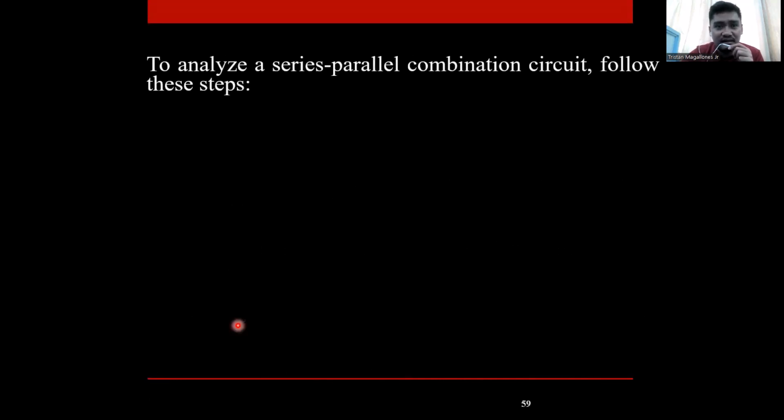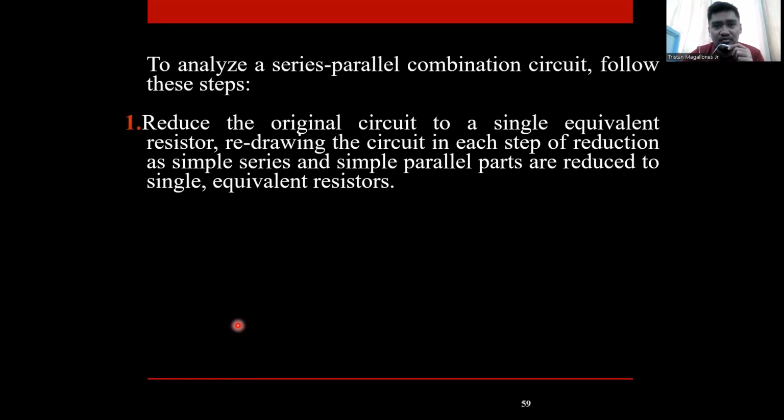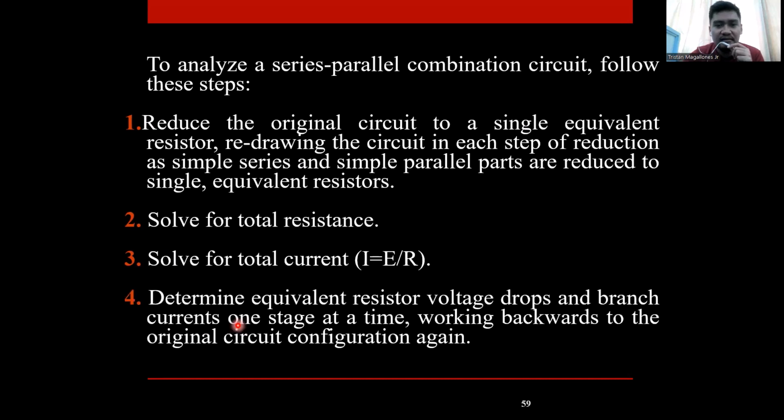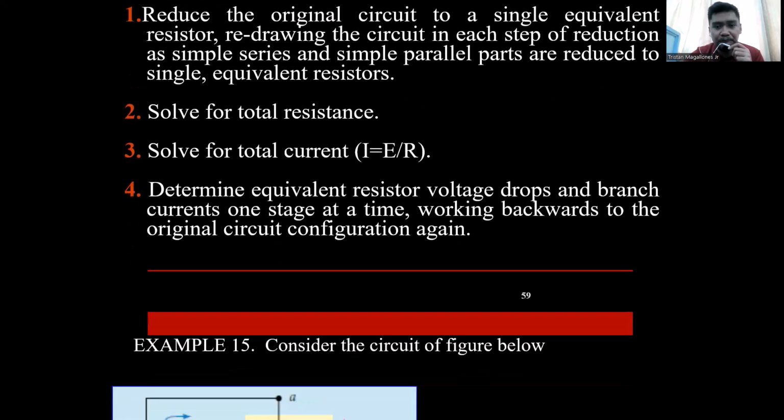So these are the steps on how to analyze a series parallel combination. First, reduce the original circuit into a single equivalent resistor, redrawing the circuit in each step of the reduction as simple series and simple parallel parts are reduced to single equivalent resistors. Solve for the total resistance, solve for the total current, and determine the equivalent resistor voltage drops and branch currents one stage at a time, working backwards to the original circuit configuration again.